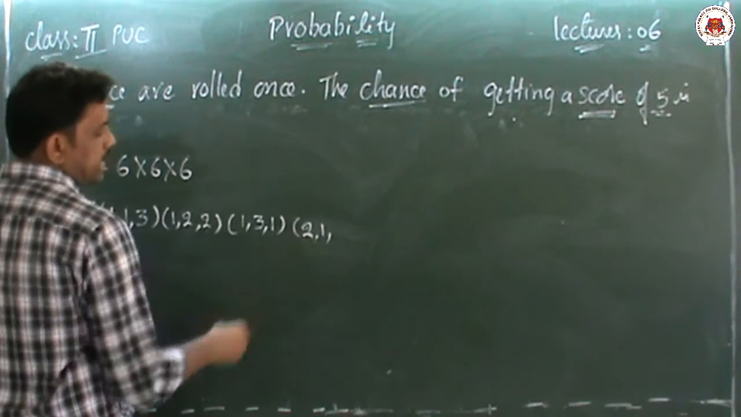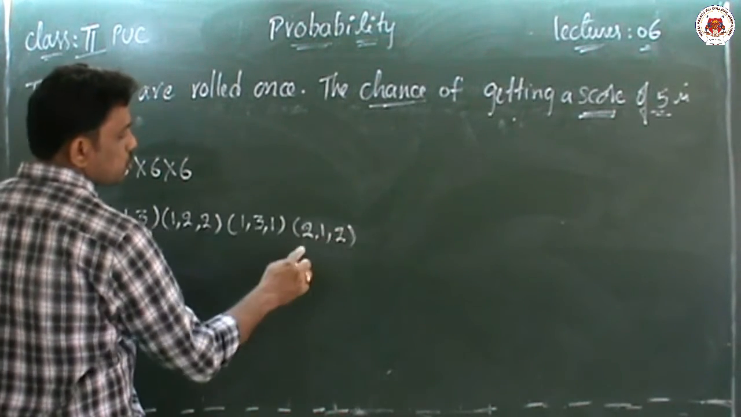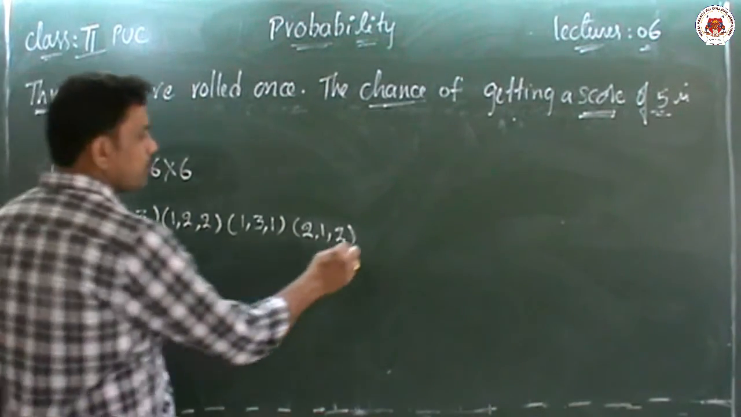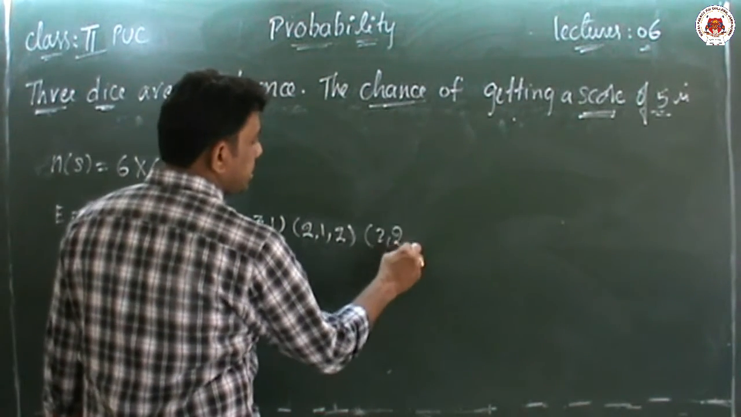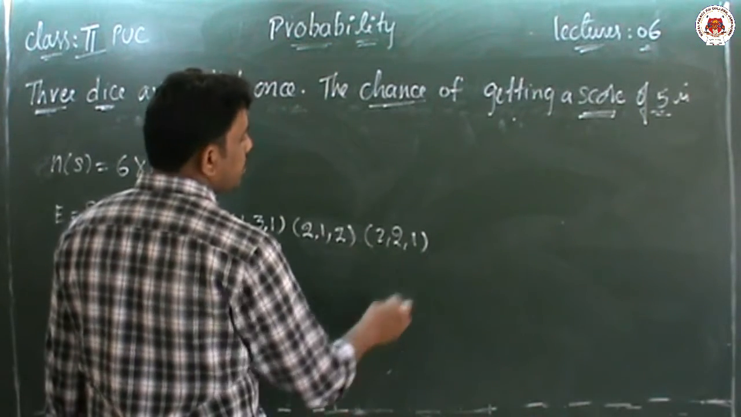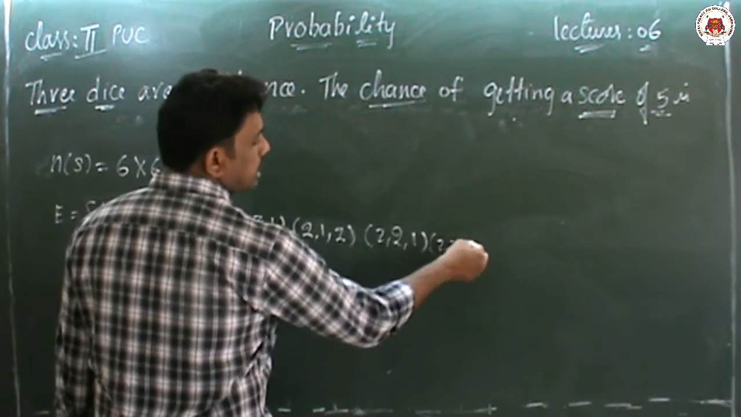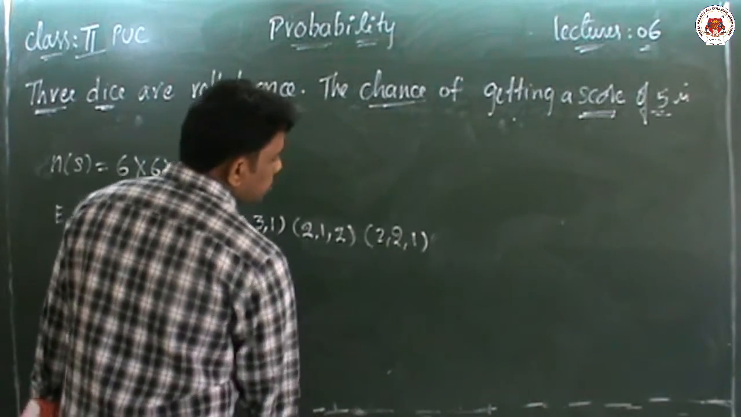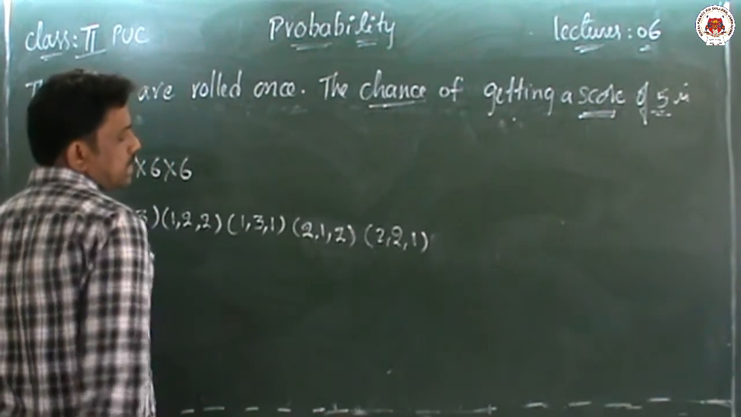Starting 2, second day 1, then third day is 2. 2 plus 2 is 4, 4 plus 1 is 5. Suppose first day 2, second day 2, third day is 1. 2 plus 2 is 4, 4 plus 1 is 5. That's it, children, because 2 comma 3 gives 0. There is no 0 on any die. So with 2 no more chances. Only 2 chances are there with 2.